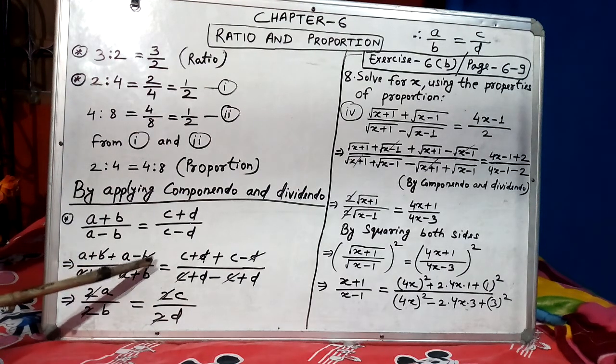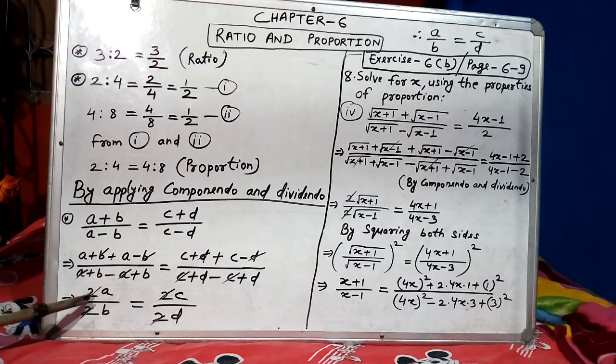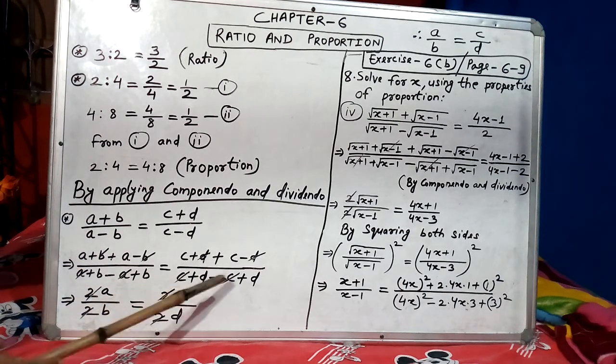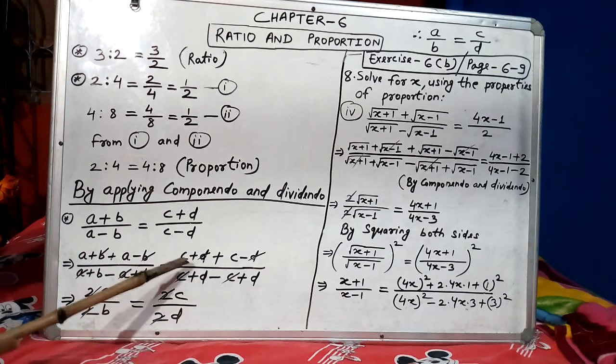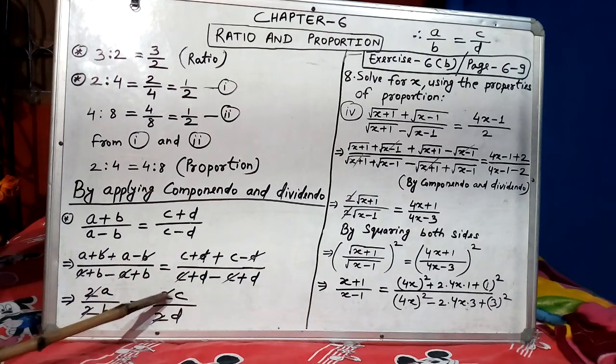Now here what happened? Plus b minus b got cancelled. Then who remained? A plus a, which is 2a. Here plus a minus a got cancelled. Then who remained? Plus b plus b, which is 2b. Here same thing: d got cancelled. Why? It is plus and minus. Then who remained? C plus c, that is 2c. Here who got cancelled? Plus c minus c. Then who remained? D plus d is 2d.